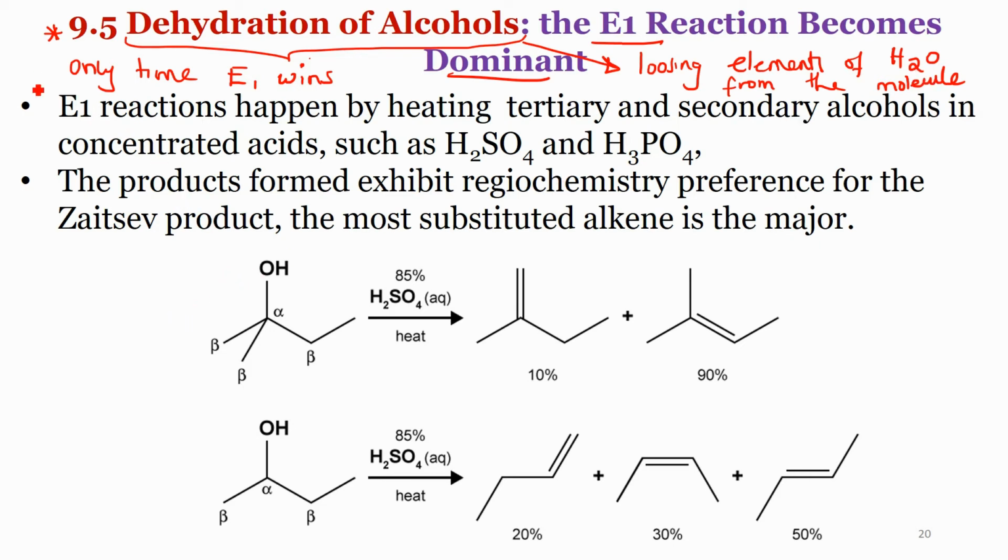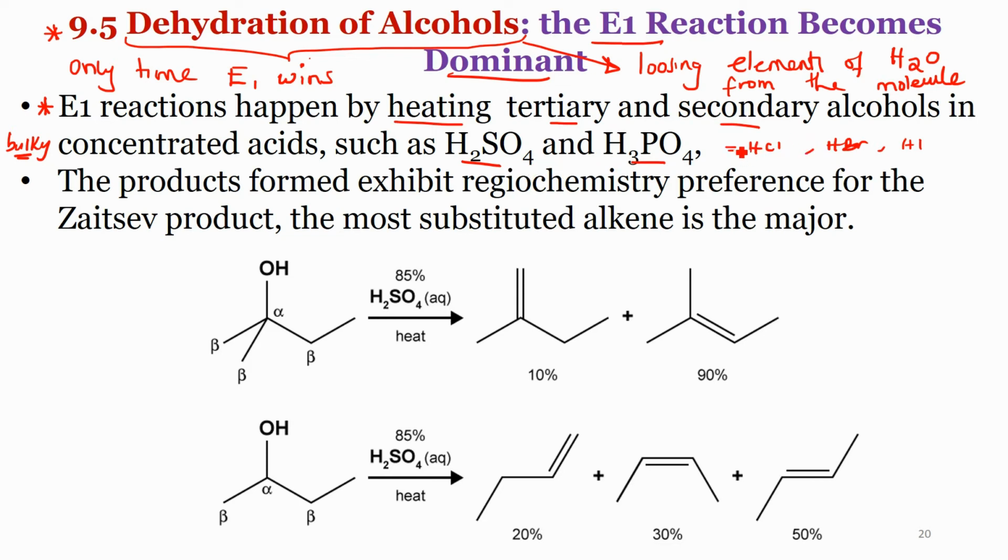So looking at the conditions where E1 wins, you heat up the reaction, probably a tertiary and secondary alcohol, in bulky concentrated acids such as sulfuric acid and phosphoric acid. I call them bulky because if you compare these two to HCl or HBr or even HI, look at the structures, very small. Here you have hydrogen, sulfur, four oxygens. The Lewis structure for this one is huge. So I call it bulky. And you want it to be bulky so that the conjugate bases from these acids will not play the role of a nucleophile, which will give SN1. That's why we need them bulky.